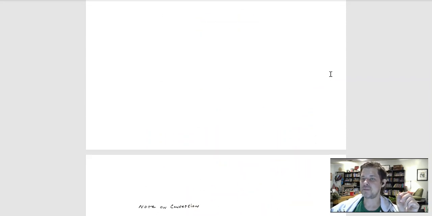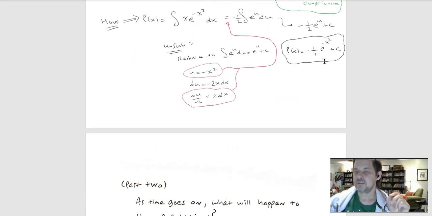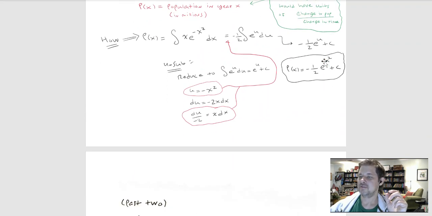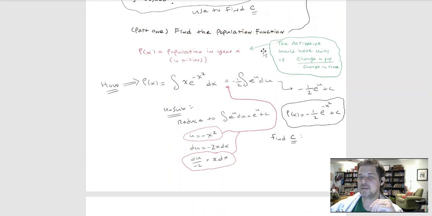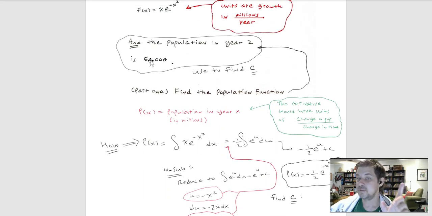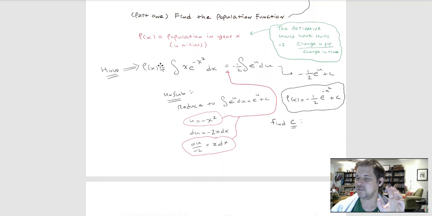Okay, so here we go. Let's use that to find c. Okay, so now I'm going to find that constant of integration c, and then this function will be complete. So it says in year 2, the population is 50,000 people. Now we know that that actually means 0.05 million people.